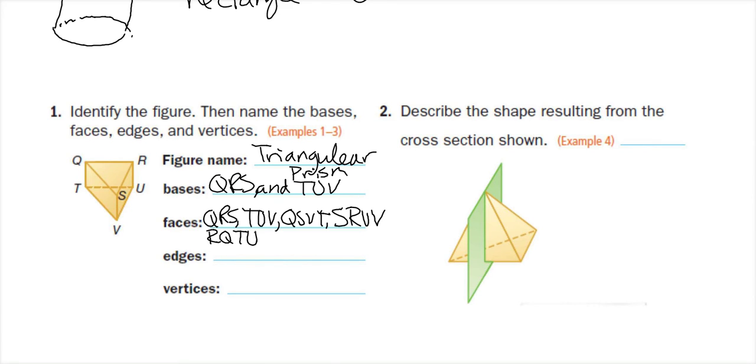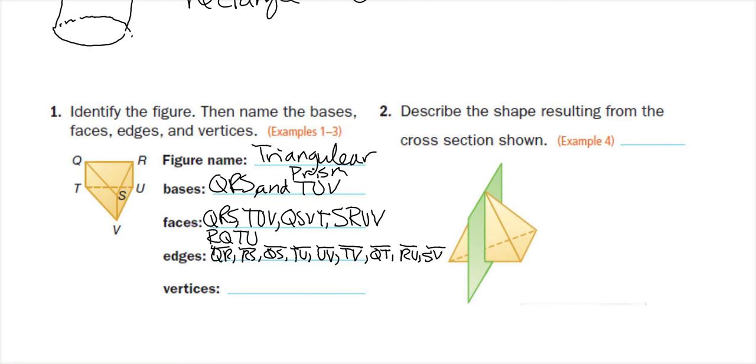Okay, we have edges. So that would be edge QR. We have RS. We have QS. We have TU. We have UV. And we have TV. Sorry, I know sometimes my U's and V's look alike. And we have QT. We have RU. And finally we have SV.